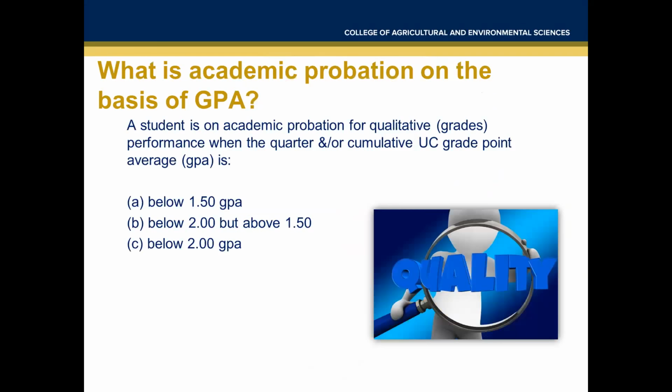Okay, so we're getting close to finishing up. We want to see what you all have learned. So we're going to pull up a new poll. This is basically asking that same question from the first slide. So what is qualitative academic probation? Students on academic probation for qualitative reasons when quarter and or cumulative UC GPA is A, B, or C.